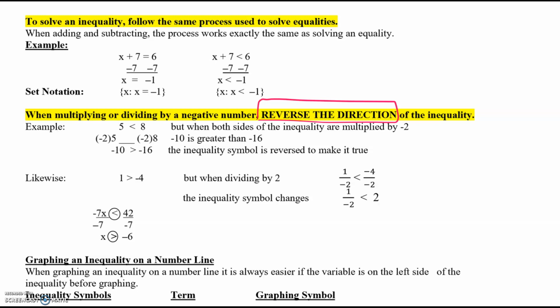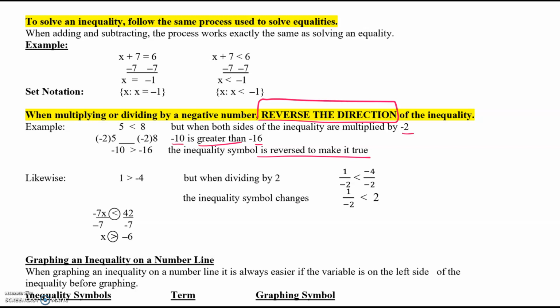Example, I'm sure you will say it's true that 5 is less than 8. That is true. But when both sides of the inequality are multiplied by -2, -10 becomes greater than -16, because 5 times -2 is -10, and -2 times 8 is -16. So the inequality symbol is reversed to make it true. Okay, so I've multiplied by -2, I switch my inequality. -10 is greater than -16.